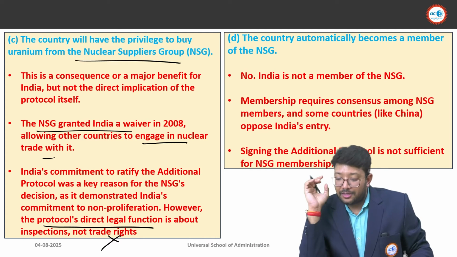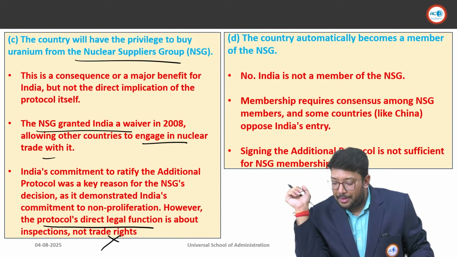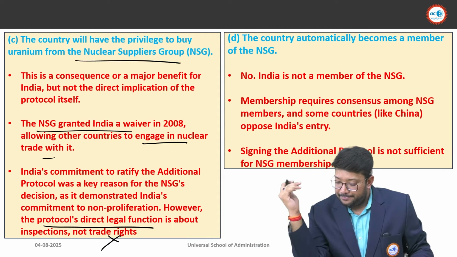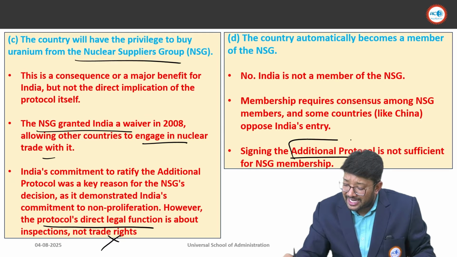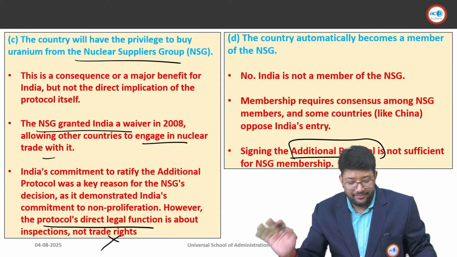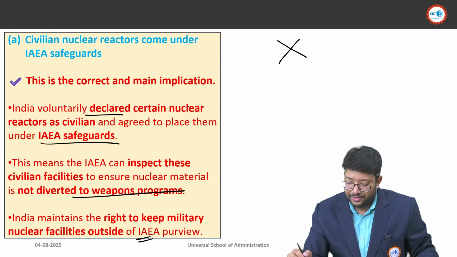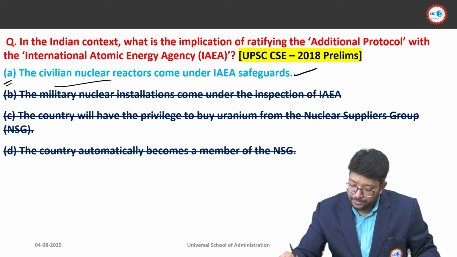Option D, the country automatically becomes a member of the NSG. No, India is not a member of the NSG. Just because we have signed the Additional Protocol doesn't mean we can be part of the NSG. That's why only the first option was right.